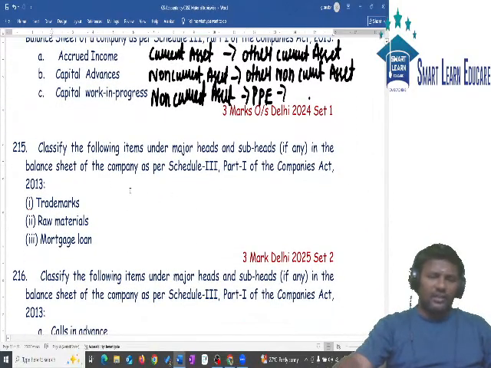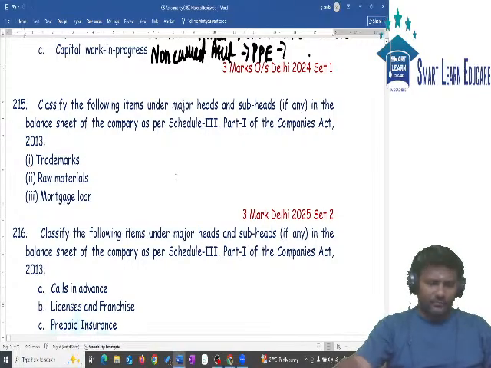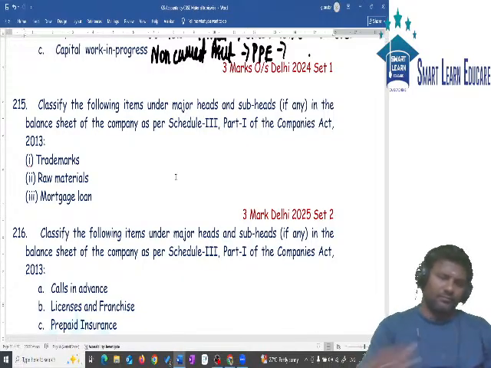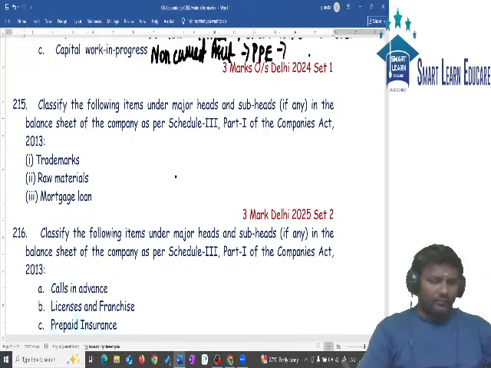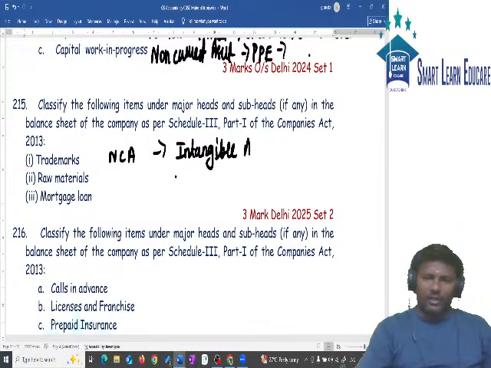Next, classify the following things. Trademark. Trademark will come under non-current asset. In that non-current asset, it will come under what category? Intangible asset. Raw material will come under current asset. In current asset, we have a heading called inventory. In inventory, this raw material will come.